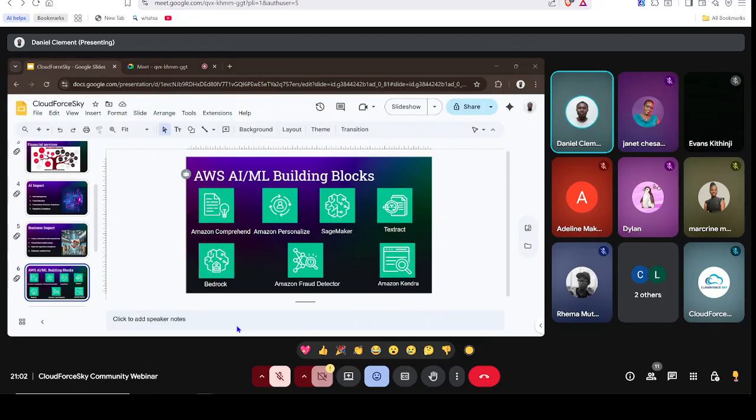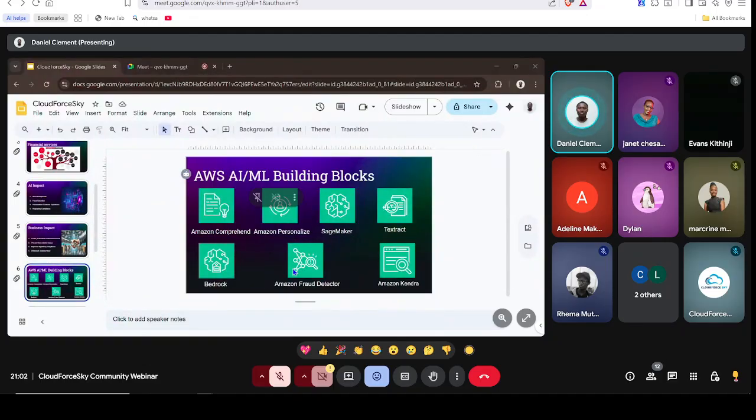So now we'll be talking about some of the AWS AI and ML building blocks, and most likely I call them the core services, that would help a business or a financial industry to stay on top of digitalization or make sure that they build that trust.